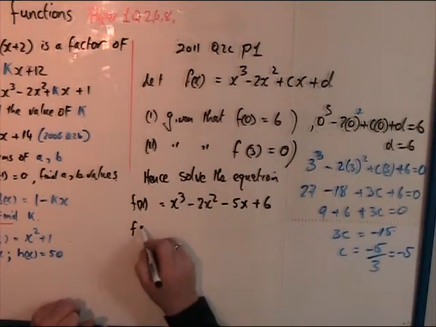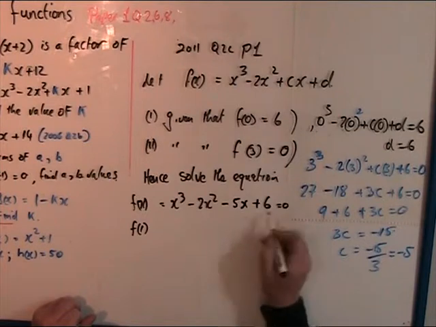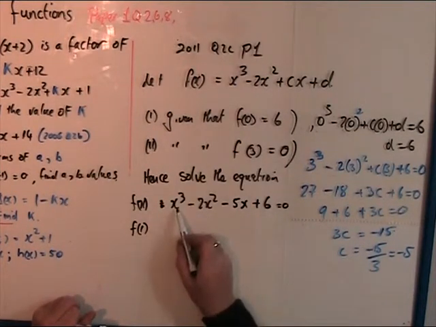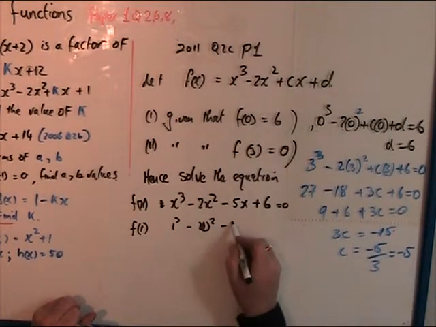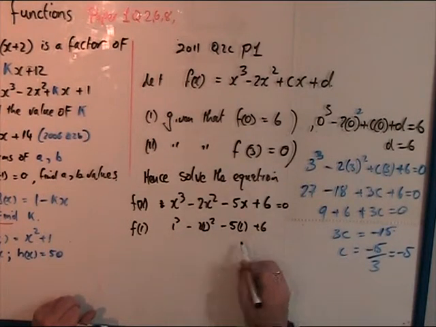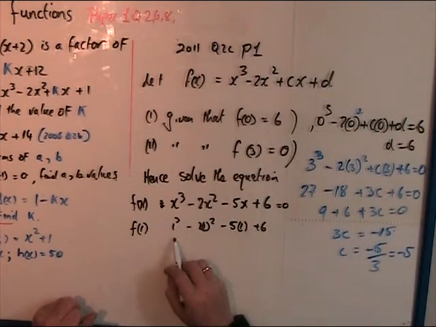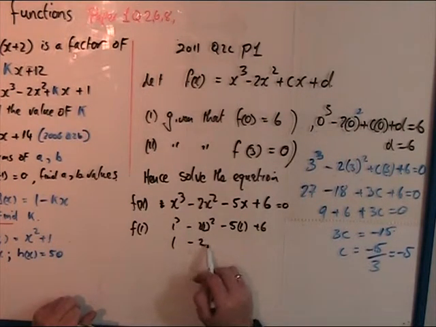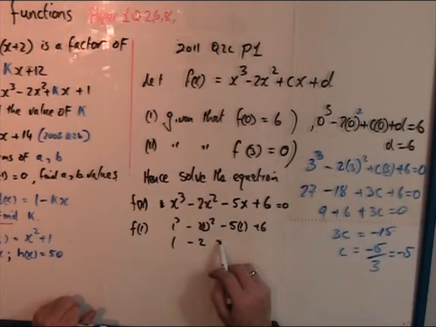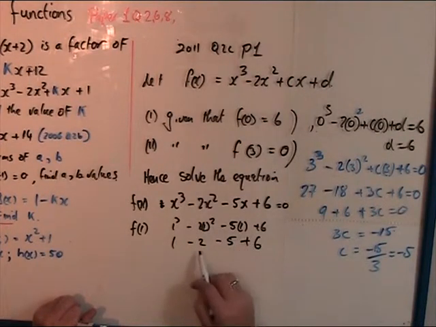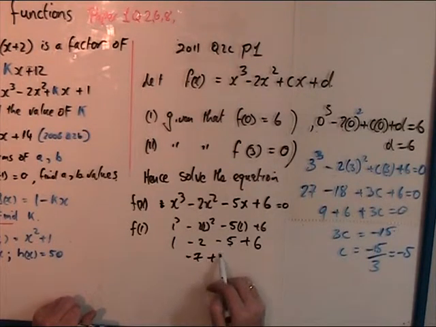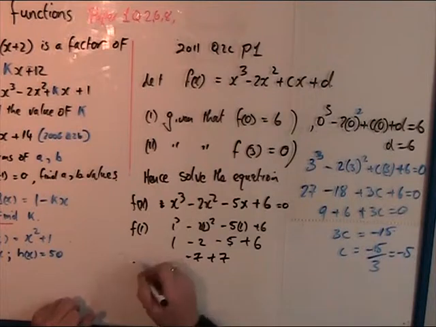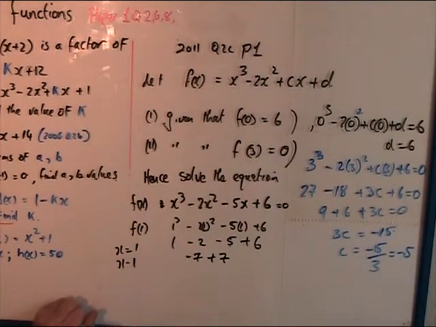You're going to have to try f of 1. Will it equal 0? If I put 1 in there, 1 cubed minus 2 times 1 squared minus 5 times 1 plus 6, it looks like it might. So 1 cubed is 1, minus 2, 1 squared is 1 times minus 2, minus 5 plus 6. So minus 7, like signs add, plus 7, 6 and 1 is 7. So therefore x equal to 1 is a root, x minus 1 is a factor.